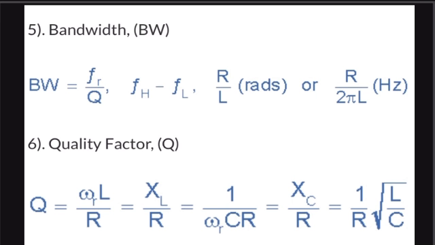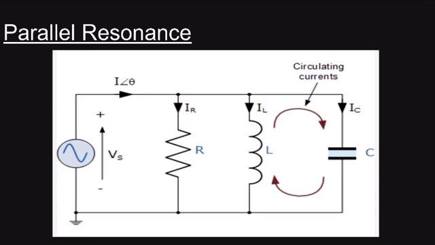Okay, coming to the quality factor, Q is equal to omega R L by R, which is equal to XL by R, that is equal to 1 by omega R C R, which is equal to XC by R, that is equal to 1 by R root over L by C. This is about the quality factor. So this is the complete concept of series resonance. Now let us see the parallel resonance.